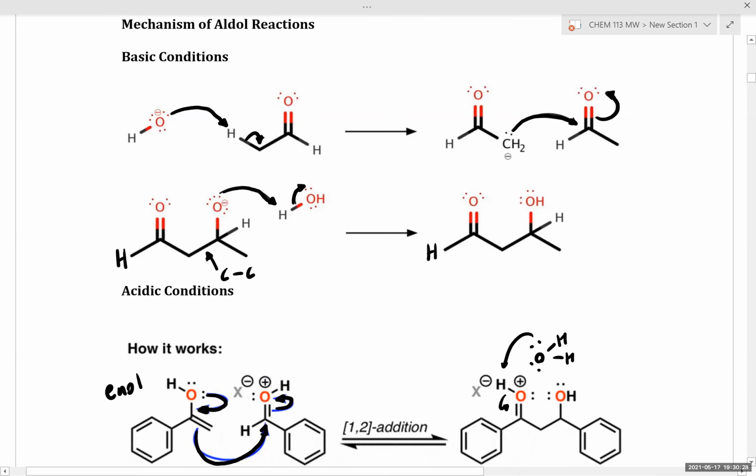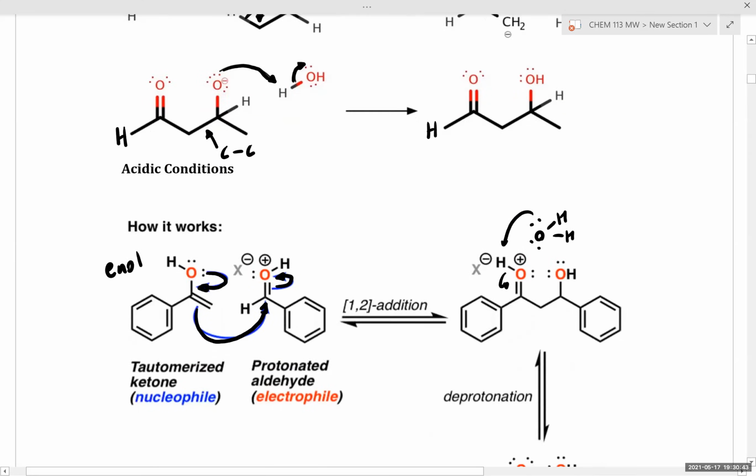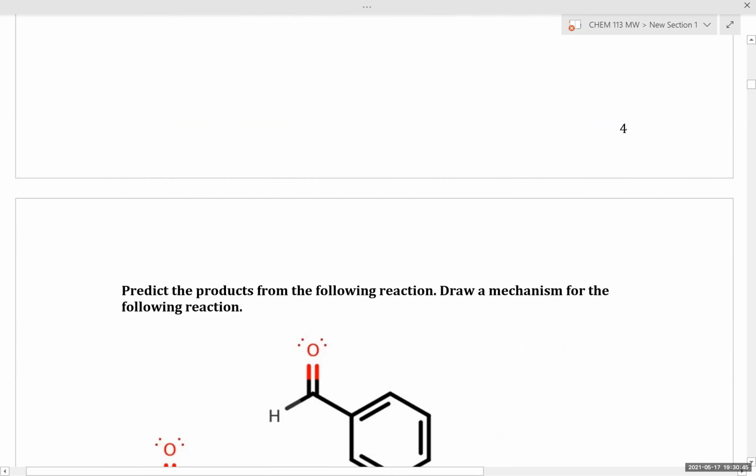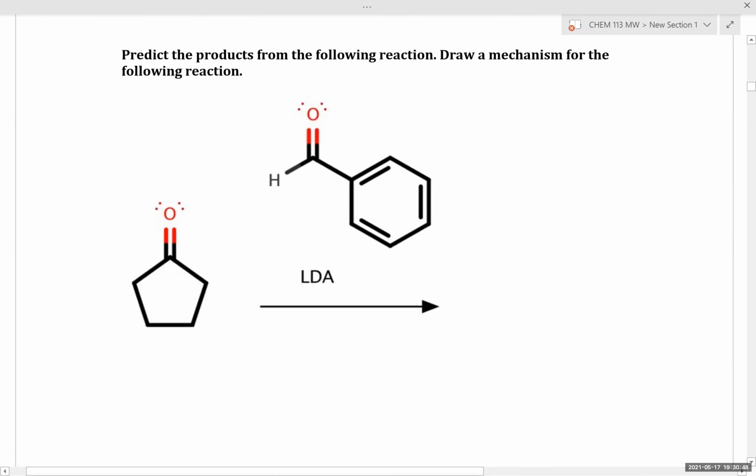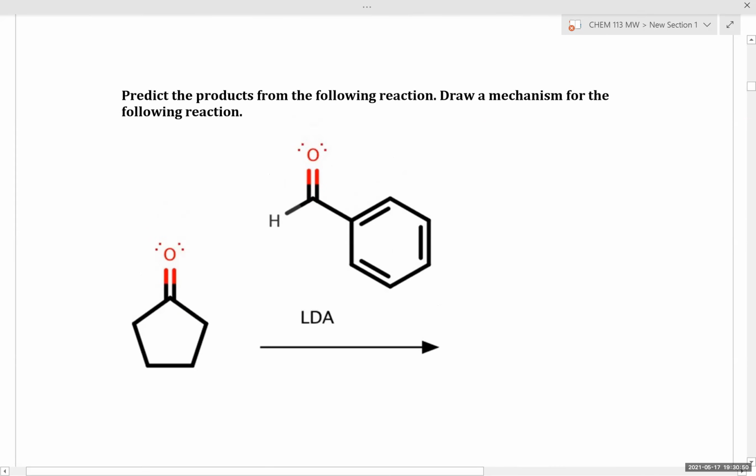Any questions I can address on this general aldol mechanism? Okay, so let's keep going now and let's try to apply what we've learned to predict the products and draw a mechanism for the following reaction.